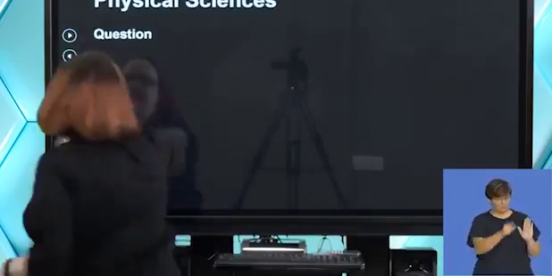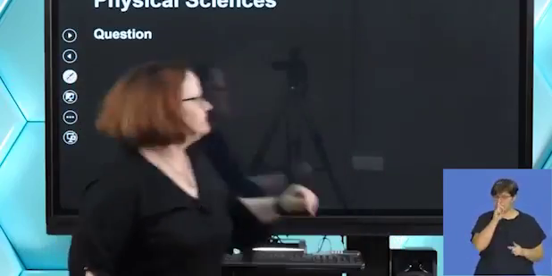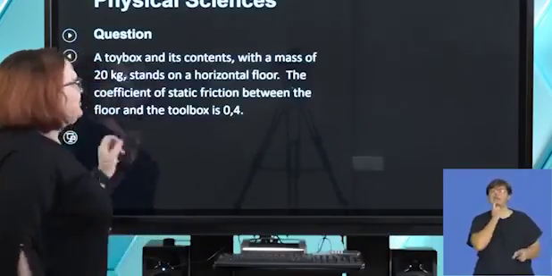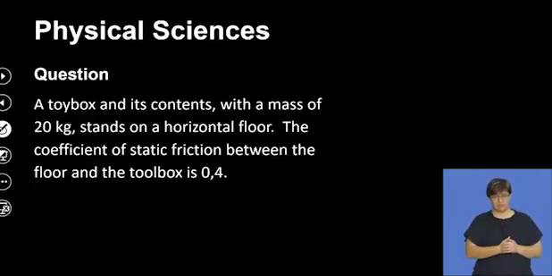Okay? Now, let's do a question, because that always makes it make a bit more sense. A toy box and its contents with a mass of 20 kilograms. This is a very big toy box. Okay, let's just go. It's 20 kilograms. Stands on a horizontal floor, so it's flat. The coefficient of static friction between the floor and the toy box is 0.4.